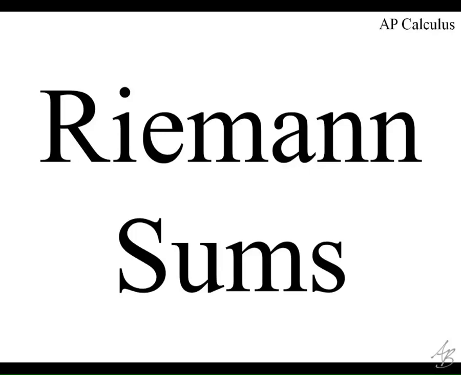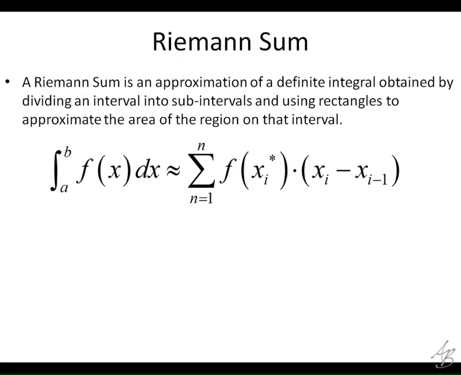What we're doing here is actually just putting a new name on something we've been talking about already. A Riemann sum is a way of approximating an integral. So we've done that a few different ways. The formal definition of a Riemann sum says that an integral from a to b is approximately equal to this sum right here.